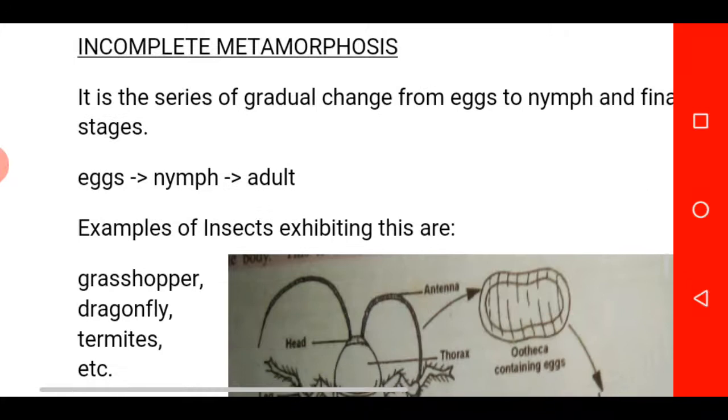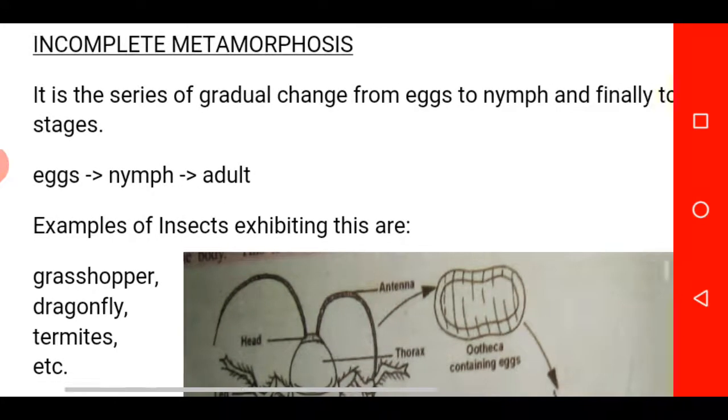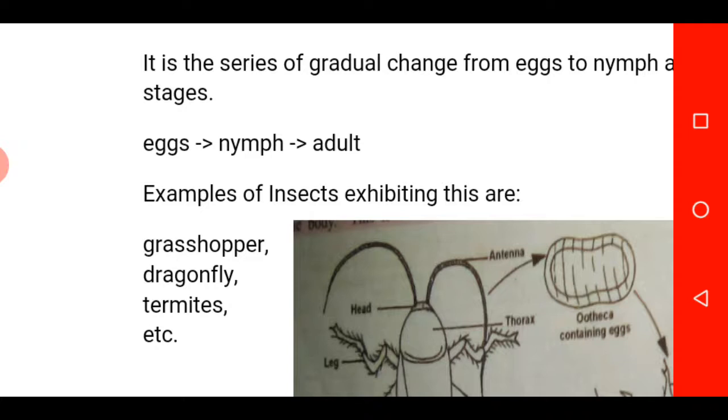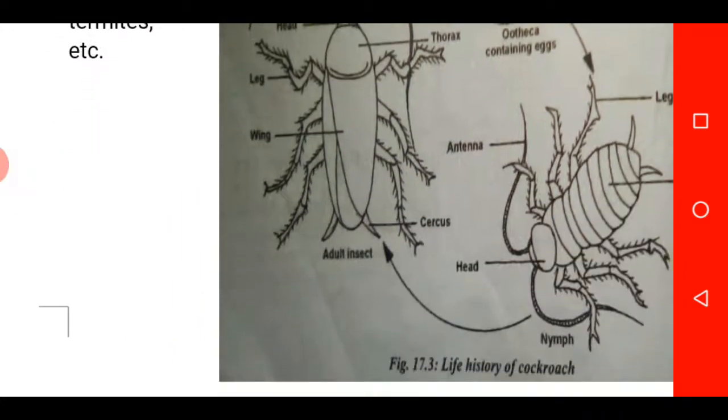In incomplete metamorphosis, this is a series of gradual changes from egg to nymph, nymph to adult. It involves only three stages, unlike complete metamorphosis, which has 4 stages. So egg develops into nymph, nymph develops into adult. We have examples in grasshopper, dragonfly, termite, cockroach, and others.